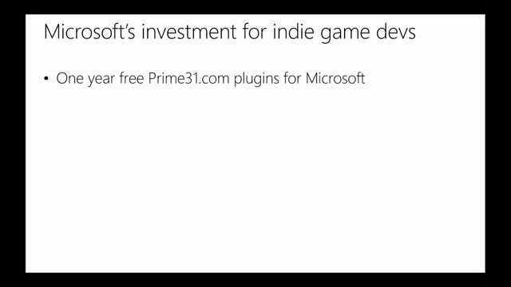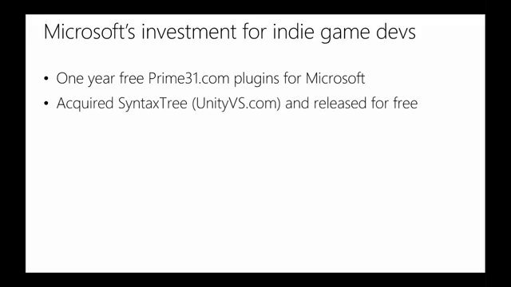Prime 31 is a leading plugin writer for Unity. There's a year free for Prime 31 plugins for Microsoft. If you go to their website, go to the Microsoft section, you'll find, rather than prices, and a lot of them are typically like $75 or so, you can download them for free there for a year. Secondly, and this one was extra cool, Microsoft acquired Syntax Tree.